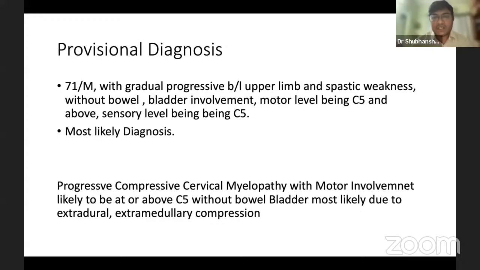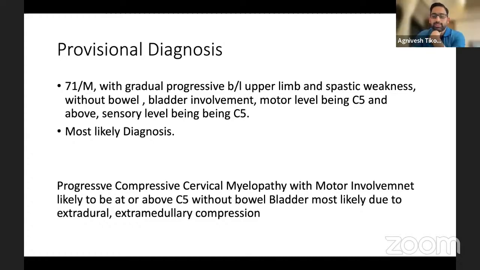Sir, in extradural, sacral sparing is not there, while in intradural there is sacral sparing. Intramedullary. Yeah, you're correct. You use the words extradural and intradural, but you're talking about all the points in extramedullary versus intramedullary.